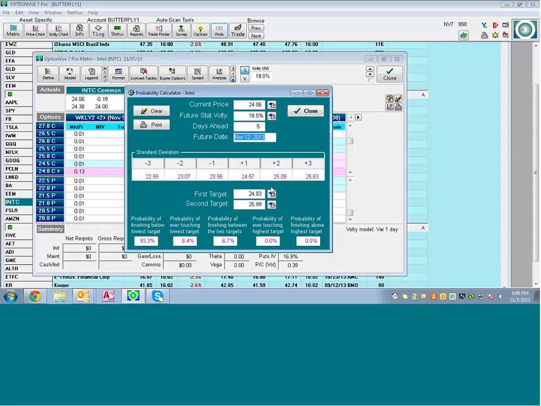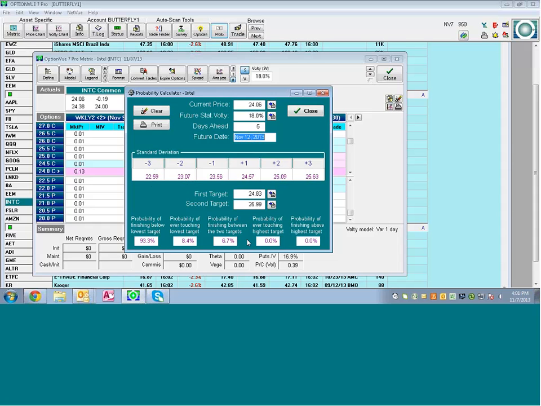And then we've got a third standard deviation, which are the wings. That's the further extents of where the stock might be from a mathematical probability standpoint. 95% encompasses a third standard deviation. So that means that the stock could be somewhere between 22.59 and 25.63, 95% of the time between now and next week on Tuesday.